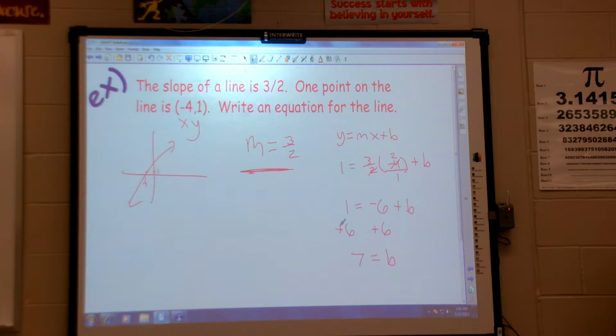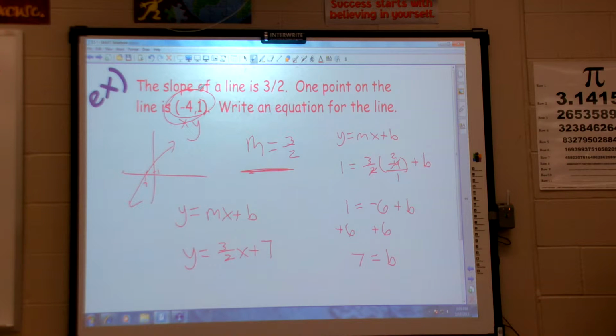So now I have m, I have b. Plug them both in. So I go back here, mx plus b, plug them in. I have 3/2 x plus 7. Once you've found b, you don't care about that point anymore. A lot of people want to plug back in for x and y, but now they're my variables. Once you have b, you're done with that point.